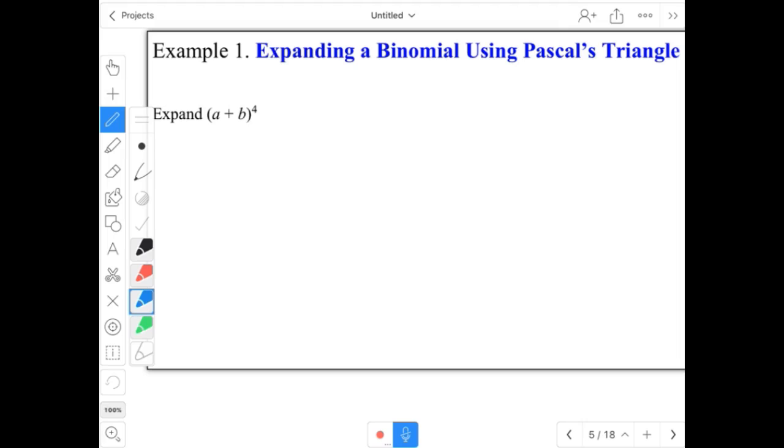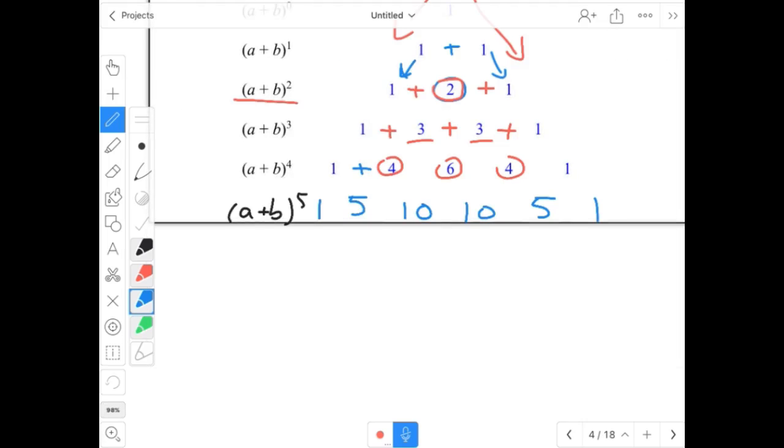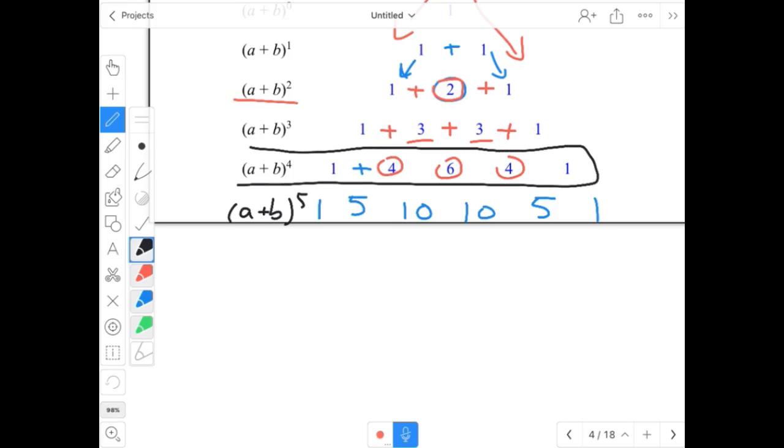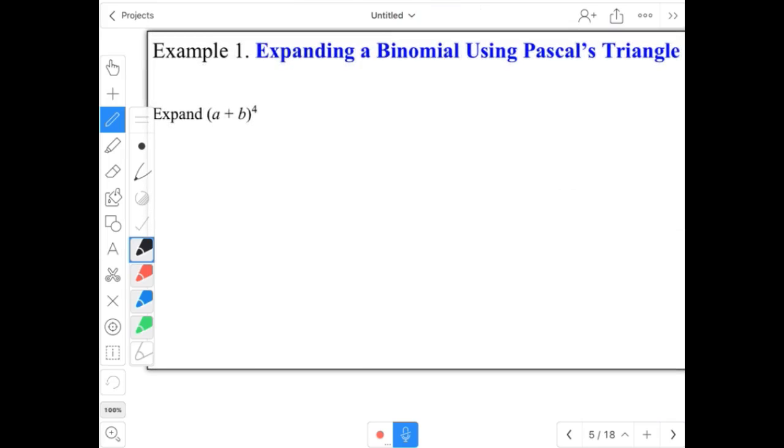So we have (a + b) to the 4th power. So let's look back, and that is this line right here. So I know that those are going to be my coefficients: 1, 4, 6, 4, and 1. Okay? So if I'm using Pascal's triangle like they want me to, I'm just going to write in those coefficients: 1, 4, 6, 4, and 1. And all I have to do from this point is figure out what my powers would be.